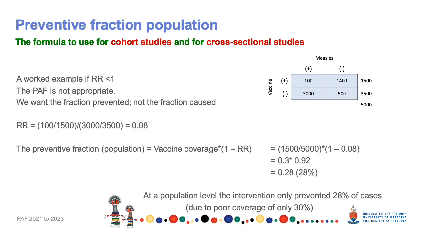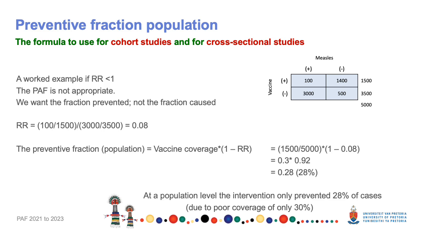So if you were to remove smoking, you would only prevent 14% of the cases in the general population. Staying with cohort studies or cross-sectional studies, but now looking at something that's preventive, in other words, a vaccine against measles. So we now have a relative risk that is less than 1, so we're much more interested in does the intervention prevent cases rather than does it cause cases. So the population attributable fraction is not appropriate here. We rather want to get the fraction prevented, not the fraction caused.